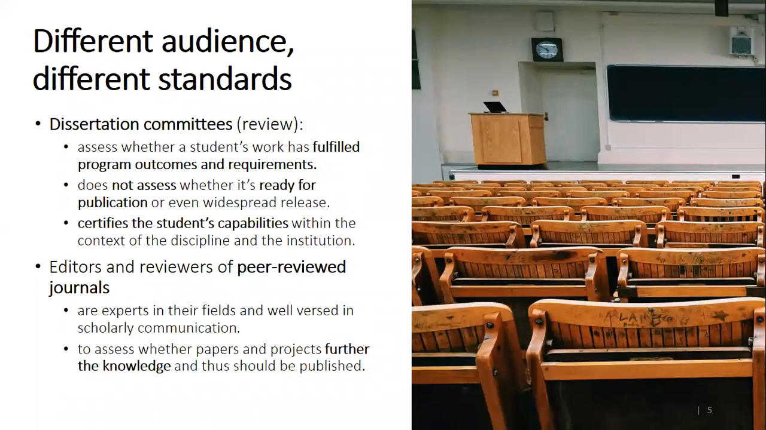Okay, so different audience, different standards. So remember, what is the main objective of a thesis and what is the main objective of a journal article? Okay, who looks at this? Two different documents. If you look at dissertations and thesis, there are dissertation committees who are reviewing this thesis. It basically assesses whether a student's work has fulfilled the program's outcome and requirement. And that is basically the main aim of having this dissertation or thesis. It does not assess whether the materials in the thesis are ready for publication, or ready for the general public to read.